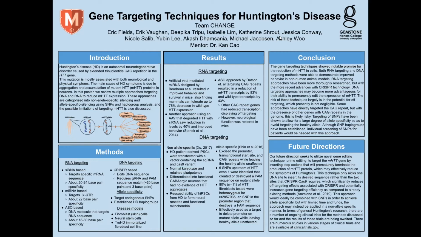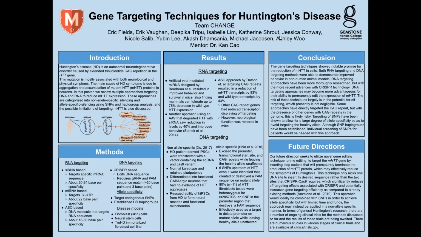For DNA targeting, we delved into the CRISPR-Cas9 genetic engineering approach. For allele specificity, we delved into targeting endogenous SNPs and established Huntington's disease haplogroups. And then finally, for disease models, we reviewed different cell model types that are crucial for studying and modeling Huntington's disease. Now I'll pass it back to Michael to discuss the results.